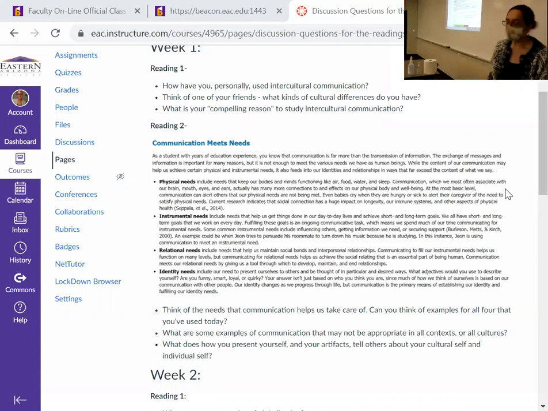So, any other good examples? Sleeping. Yeah. If your roommate tries to come and wake you up and you're just like, nope, go away, I still need more sleep. So communicating about that physical need that you have. Any thoughts from anyone on Zoom?